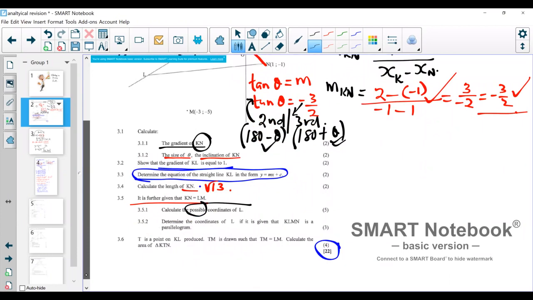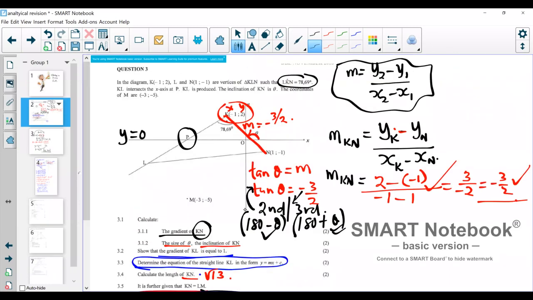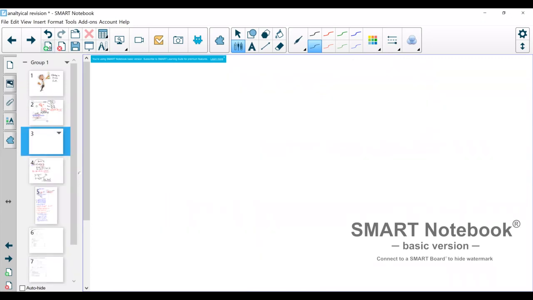Determine the coordinate of L. All right. If it is given that KLMN is a parallelogram. All right, a parallelogram. Remember, we actually have 2 values. Quickly, what do you know about a parallelogram? Here we've got 2 values, but they want us to pick one. What do you know about a parallelogram?